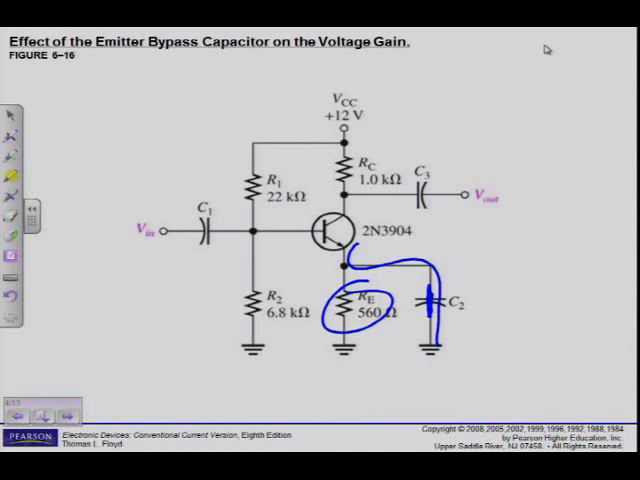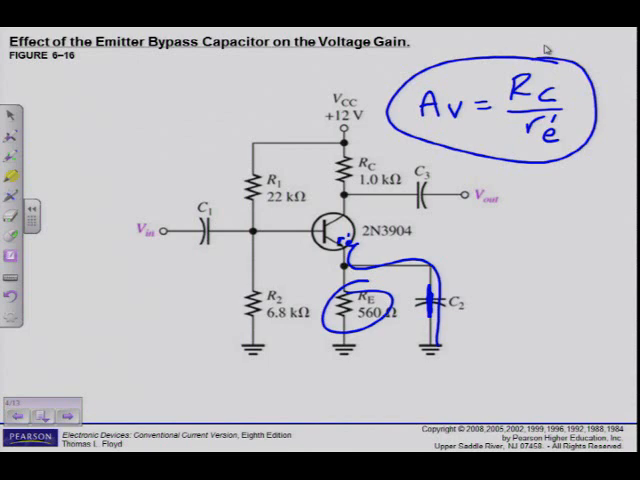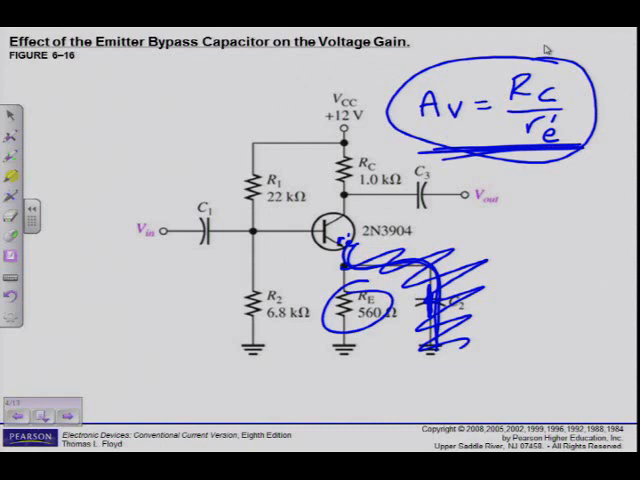Now remember, we just said that the voltage gain is equal to RC over R accent E. Where's R accent E? That's the AC emitter resistance internal to the transistor. Why is this formula in this specific case true? Because I am bypassing RE. If that capacitor wasn't in the circuit, what do you think will happen to my voltage gain formula? I will have to include the value of RE.